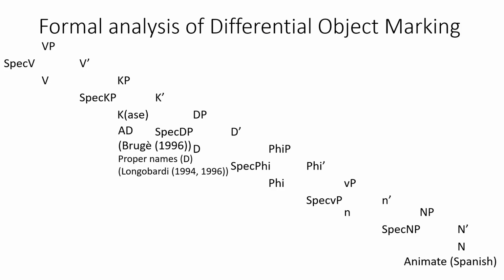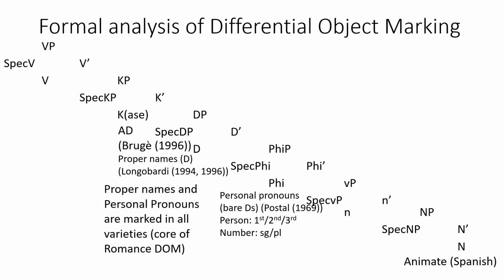We've seen that proper names and also personal pronouns seem to trigger DOM quite strongly in almost all varieties of Western Romance. So the proper names and personal pronouns are marked in all varieties of Western Romance. So these seem to be the core of Romance DOM. In addition, we've seen that definiteness, specificity, and individuation seem to play a role as well.